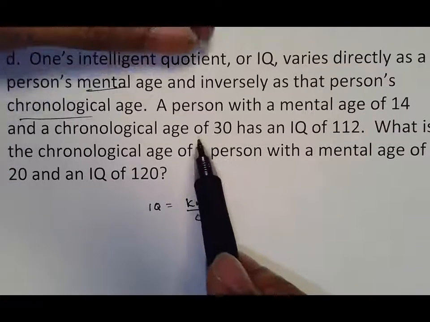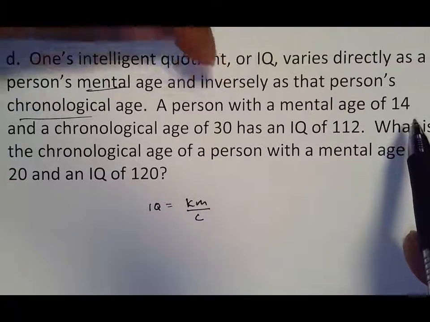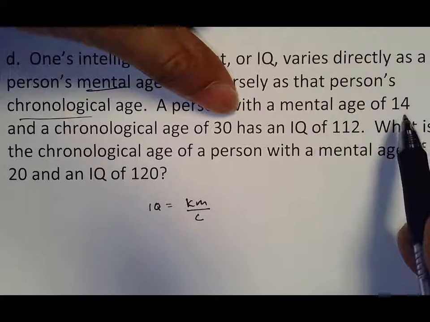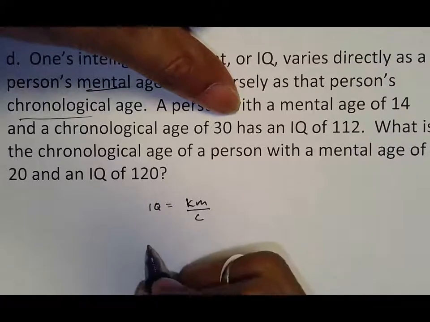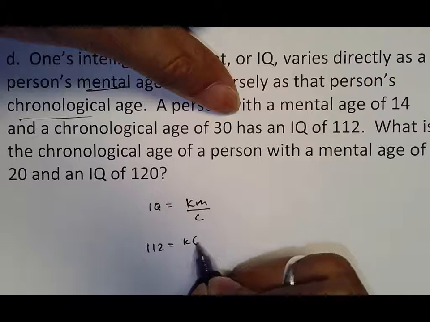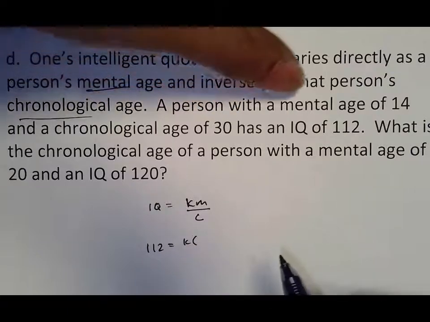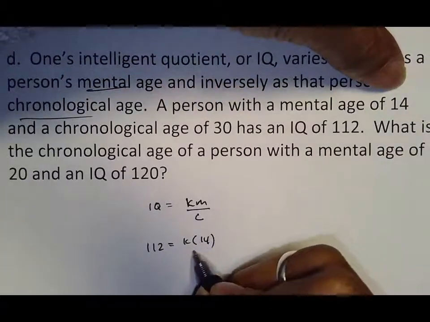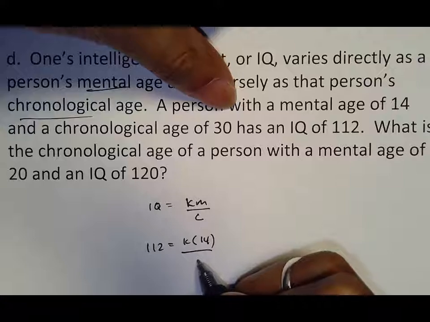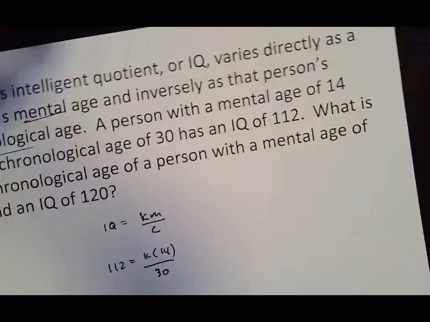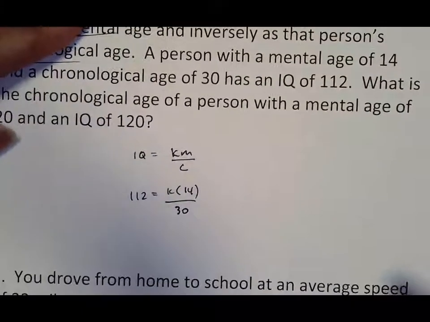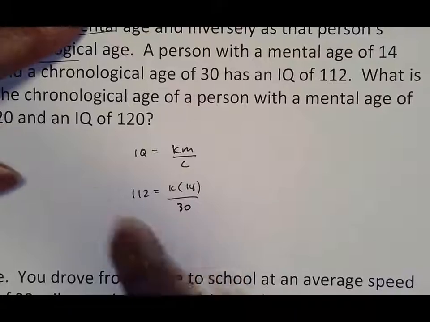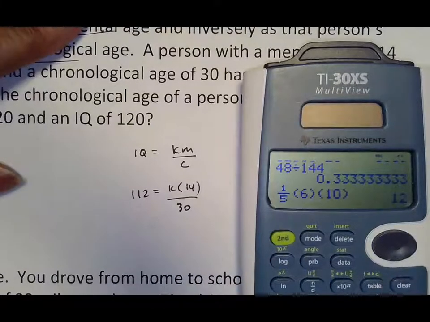Now we have the situation. A person with a mental age of 14, chronological age of 30 has an IQ of 112. So 112 equals K times mental age of 14 over chronological, I guess I always say it messed up, 30. There we go. And so to solve this, the first thing I would do is multiply by 30.